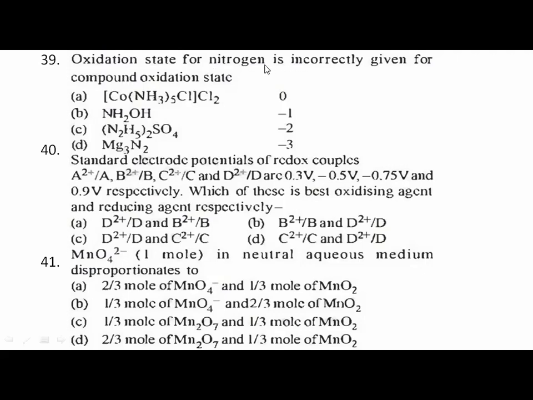Next, oxidation state for nitrogen is incorrectly given for the compound. So where is it incorrectly given? NX, so plus 2, minus 2 cancels, minus 1. So it is plus 1 here.